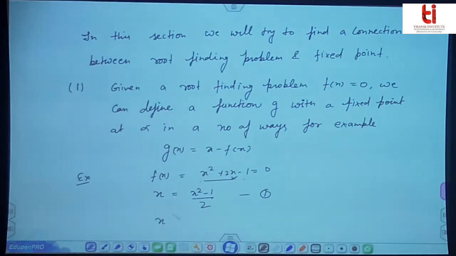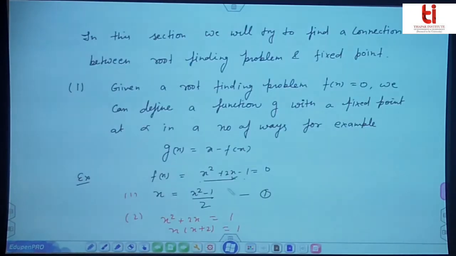Another way is, take x² + 2x = 1. This is one procedure. Second procedure is, we can take x common from here: x(x + 2) = 1. So x = 1/(2 + x). This is another procedure.